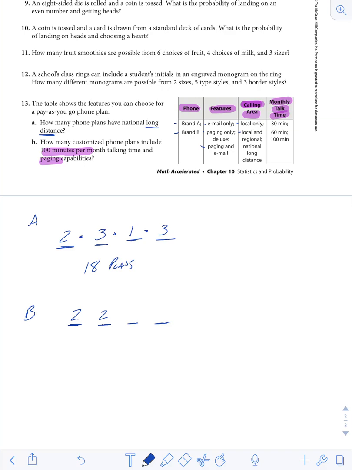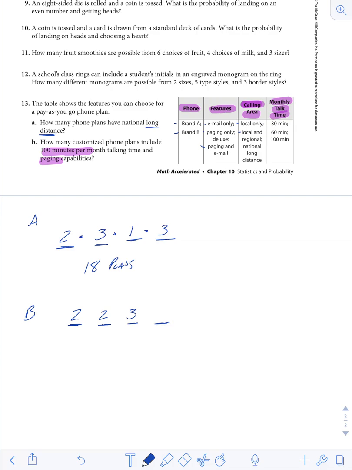Now, calling area. It doesn't matter. I'm not worried about the calling area. That's not 100 minutes per month or paging. So I can plug in all 3 options. The first one, I could only put 1 in because I wanted long distance. For this next one, for part B, it doesn't matter. It can have 3.